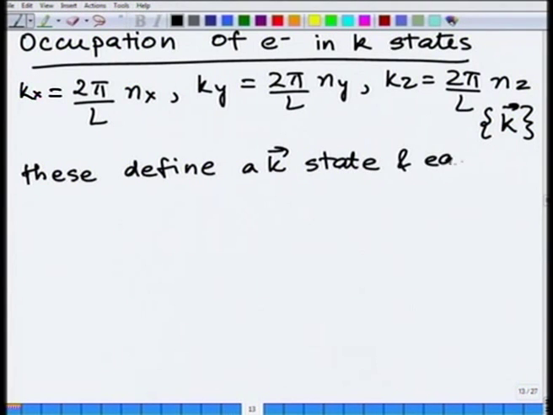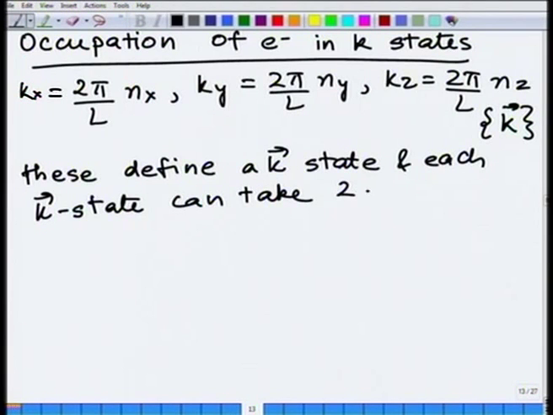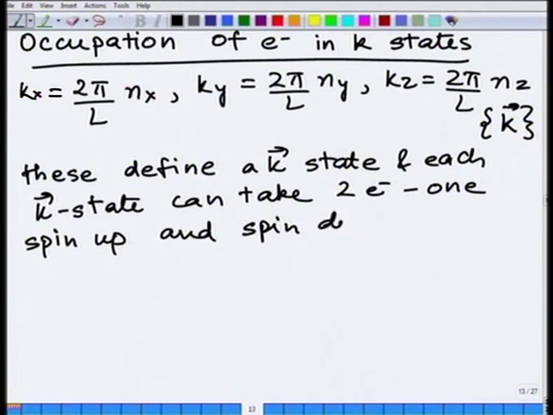And each k state can take 2 electrons, one spin up and one spin down. So that means the 4 quantum numbers essentially are kx, ky, kz, and the spin quantum number.